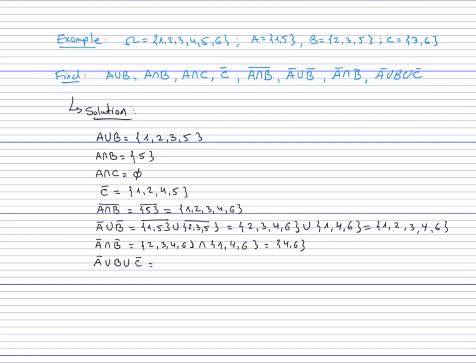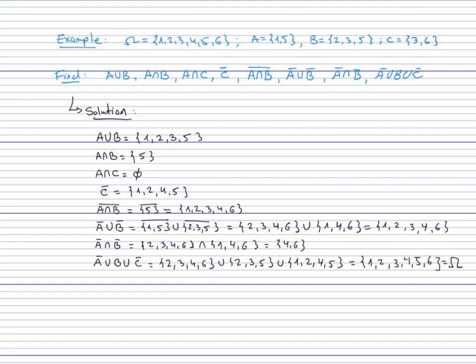So the complement of A we already computed, that's 2, 3, 4, and 6. Union B, that's 2, 3, and 5. Union the complement of C, also we already computed, it's 1, 2, 4, and 5. So if we take the union of those three events, what do we get? 1, 2, 3, 4, 5, and 6. And that's exactly what? The sample space. Okay, so that's all for this example.